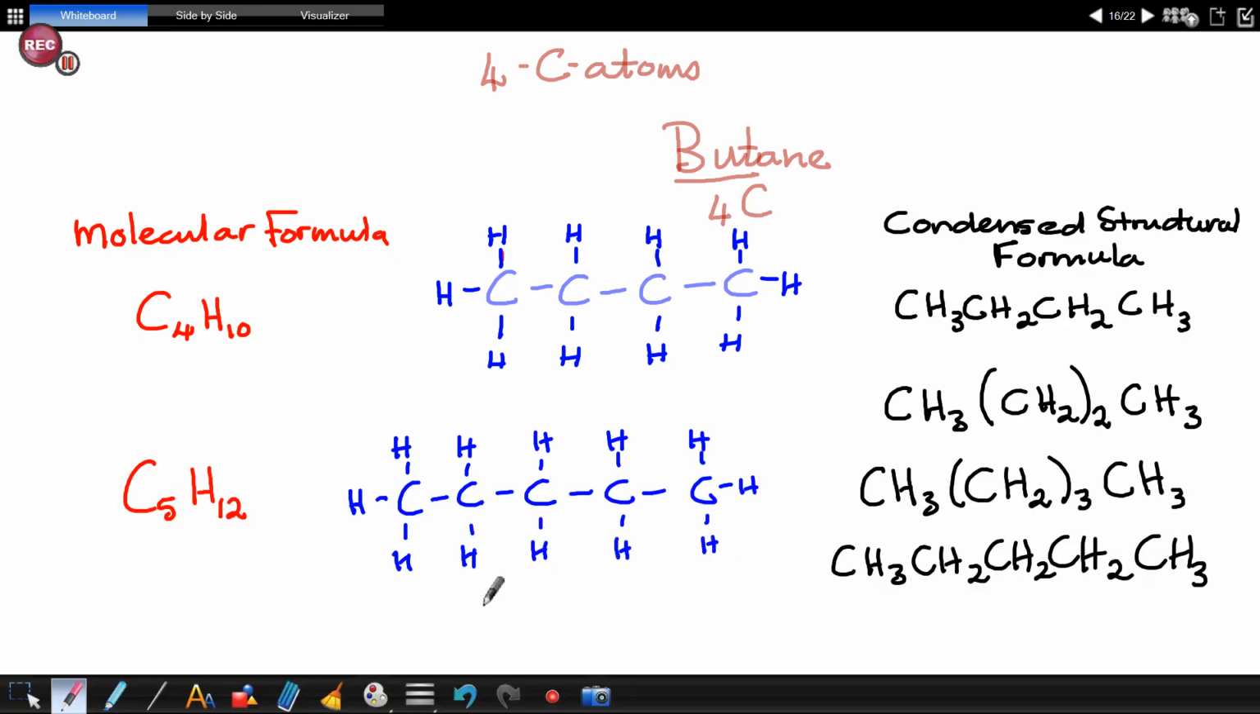Yes? What is the... Pent, pent means 5. Is it making sense? And it's a saturated hydrocarbon. Single bonds between carbon atoms. Each carbon atom is joined to 4 other atoms. You can't add more atoms to the molecule.